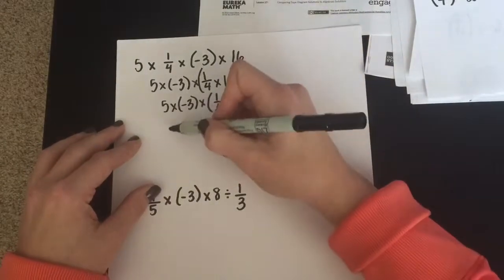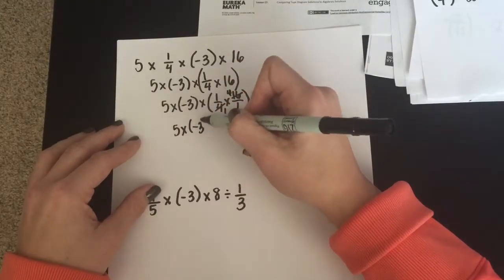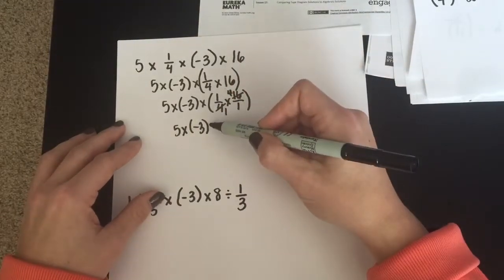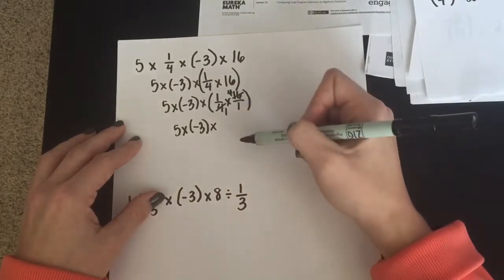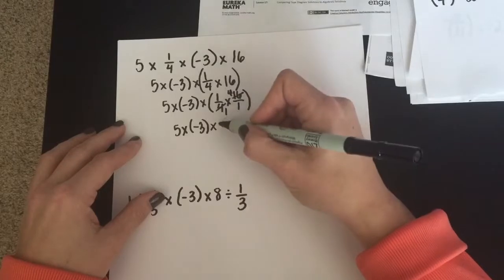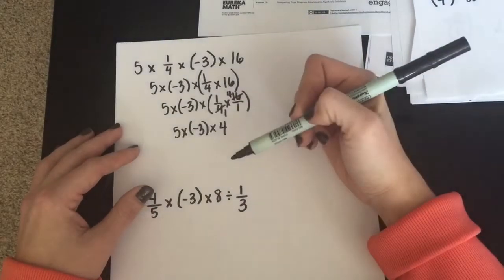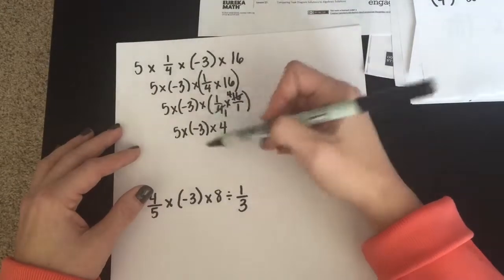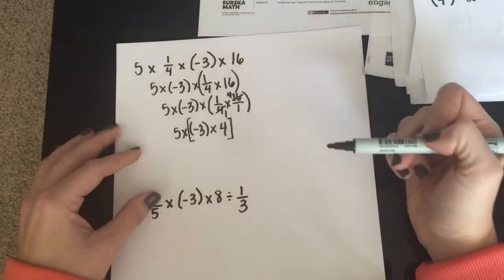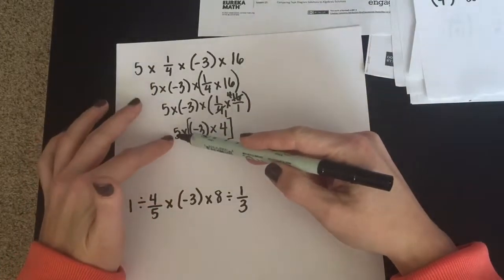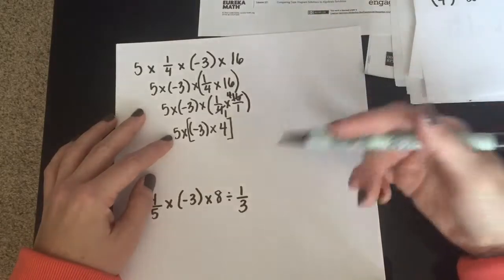So our next step is 5 times -3 times 1 times 4 is 4, and 1 times 1 is 1. So all of this equals 4. Okay. I am going to choose to do the -3 times the 4 next, because whatever I get, I can easily multiply that by 5 to get my final answer without pulling out a calculator.